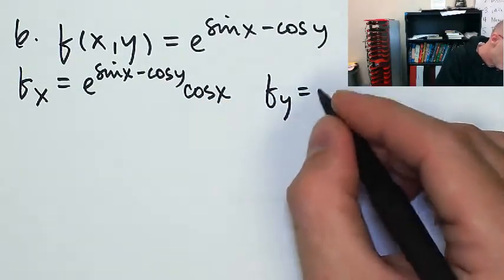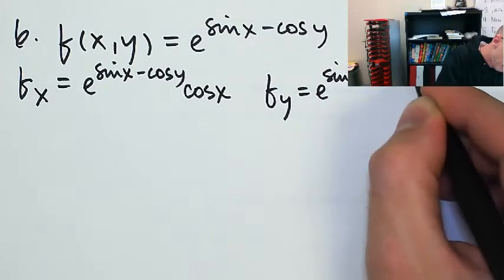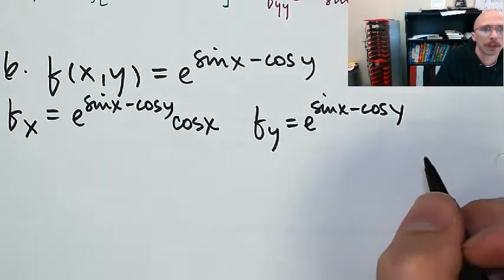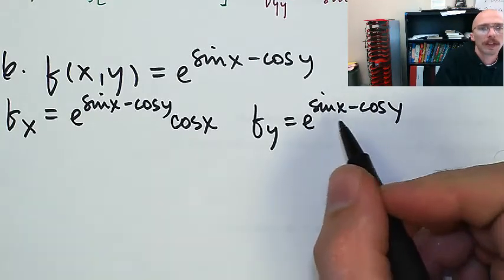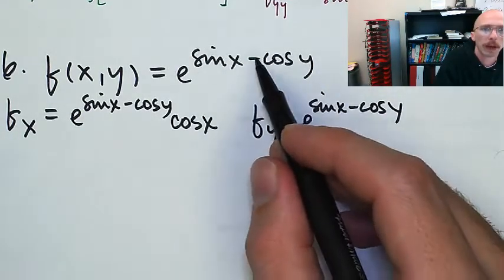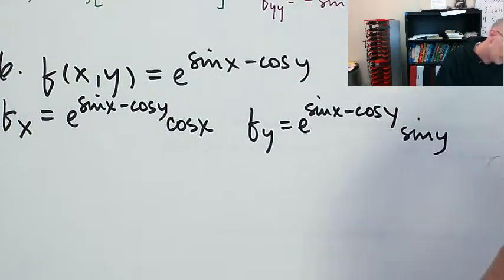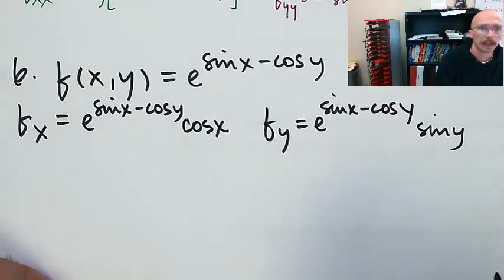Okay. fy is going to be e to the sine x minus cosine y. You can't see that, but then times the derivative of this with respect to y, which would be 0 minus negative sine y, would be positive sine y.